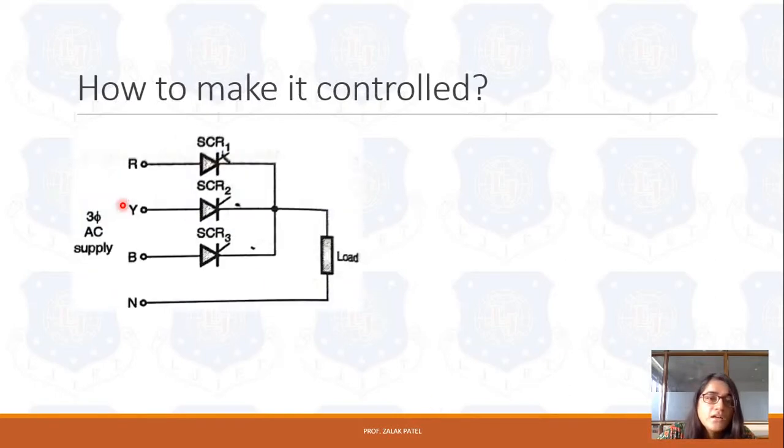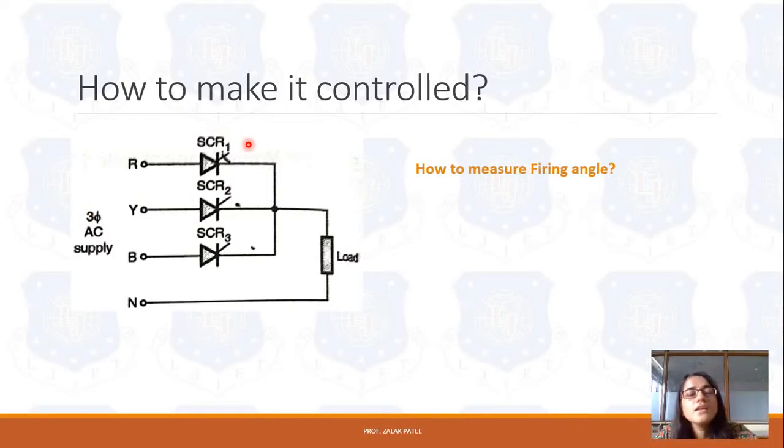Now, how to make it controlled? Instead of the diodes we connect the SCRs. Here you can see that SCR1, SCR2 and SCR3 are connected with the R phase, Y phase and B phase with the load. For this SCR connection, how do we measure the firing angle? As we discussed in earlier sessions, the firing angle provides the control, and because of the firing angle the original waveform will start delayed by some phase angle.